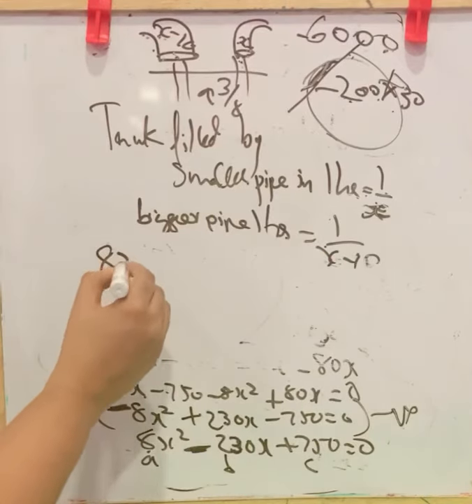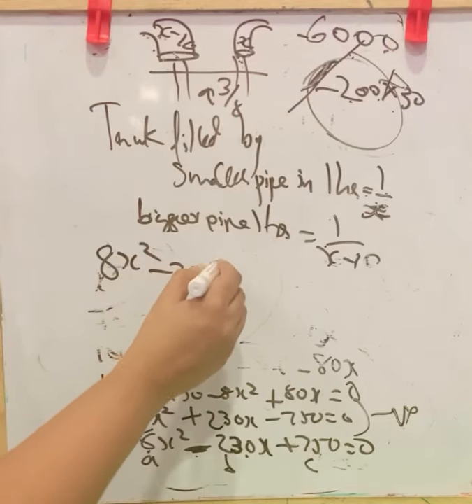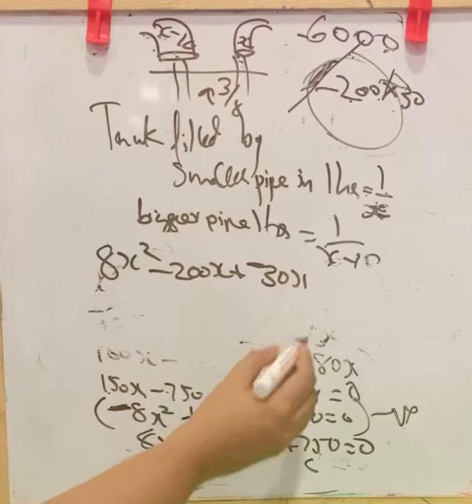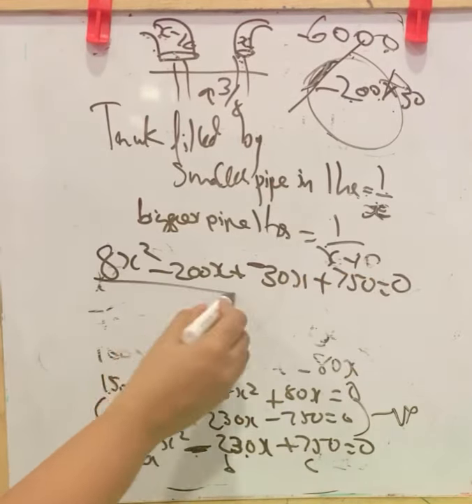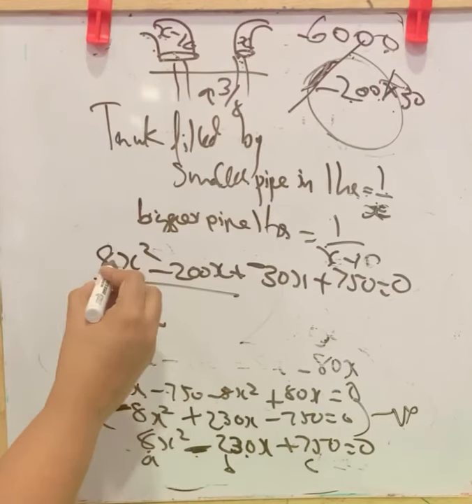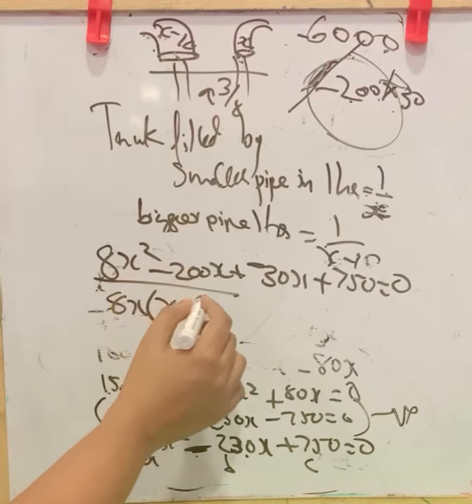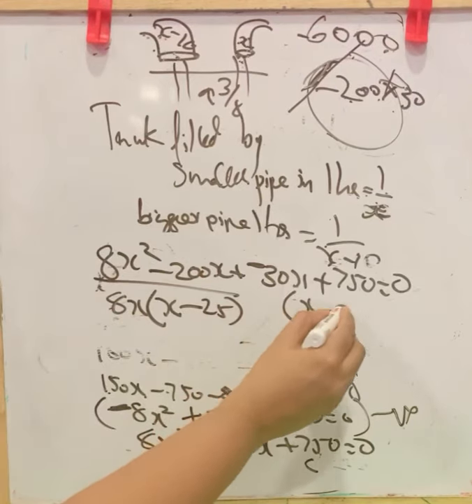This becomes 8x square minus 230x... we will write minus 200x plus minus 30x. This is minus 230x plus 750 equal to 0. Now from this we will take 8x outside, so that here x minus 25. 25 8s are 200. Here we will copy x minus 25.